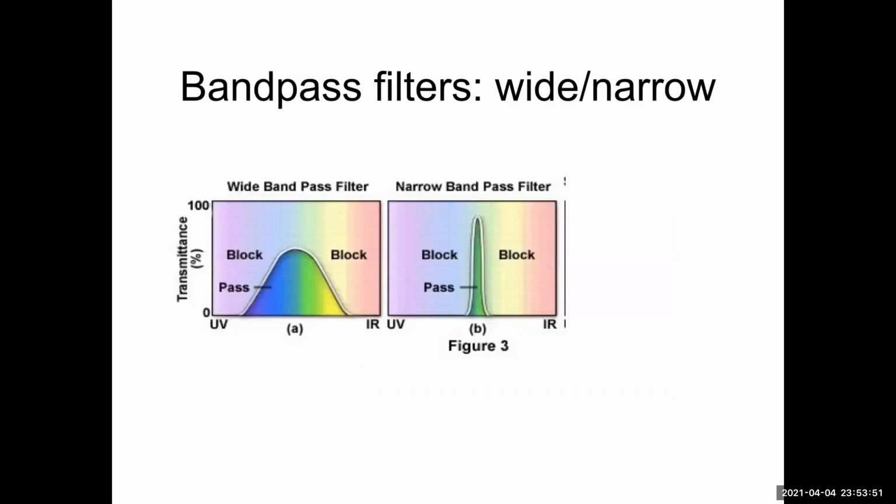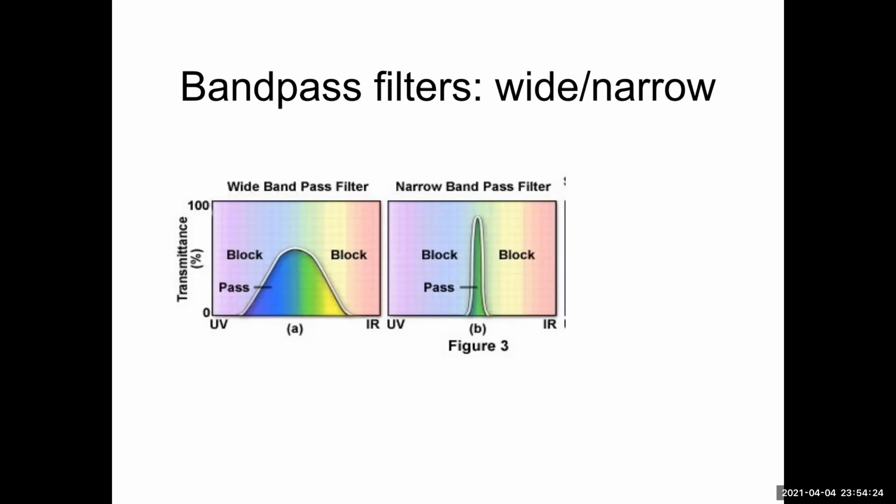All right, so let's look at bandpass filters. Bandpass filters have a beginning and an end to what light they transmit. So they have two numbers basically: we'll let light through from here to here, and anything else they're blocking. You can have a narrow bandpass filter or a wide bandpass filter or kind of in the middle. These are just loose terms.